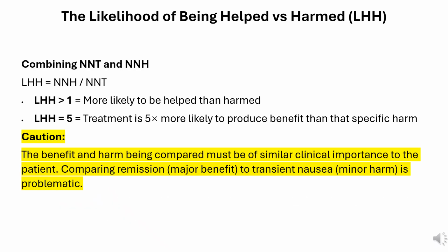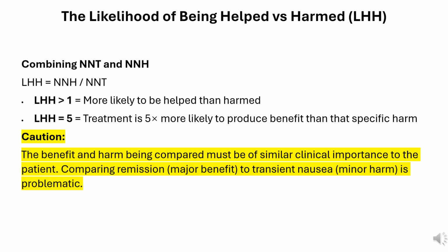The likelihood of being helped versus harmed, LHH, combining NNT and NNH. LHH equals NNH/NNT. LHH greater than 1 equals more likely to be helped than harmed. LHH equals 5 equals the treatment is 5 times more likely to produce benefit than that specific harm.